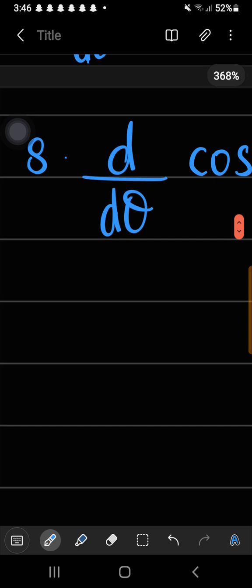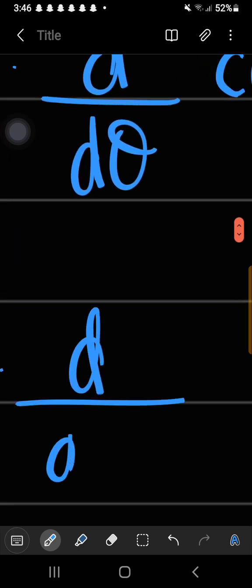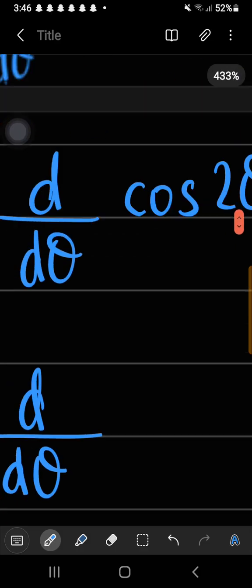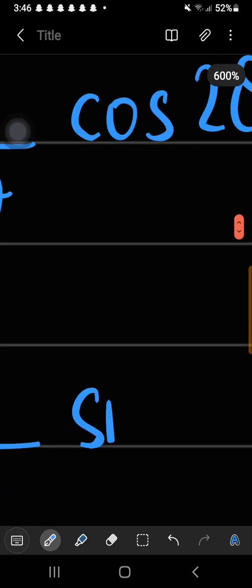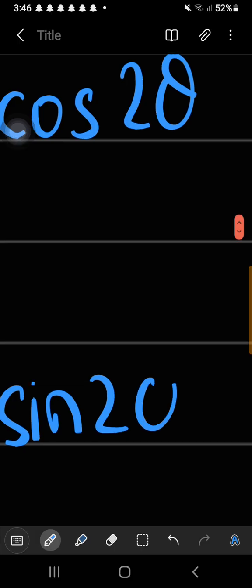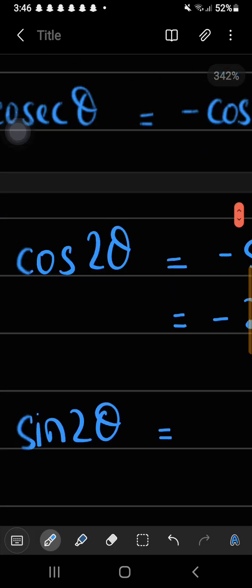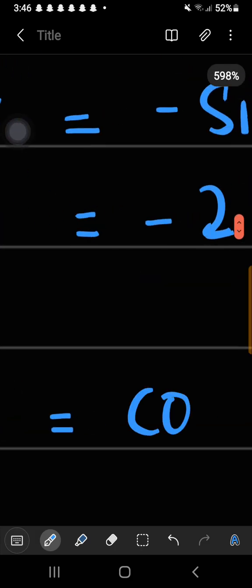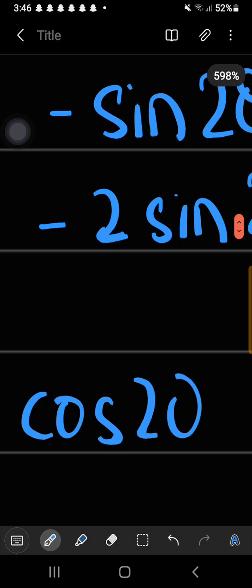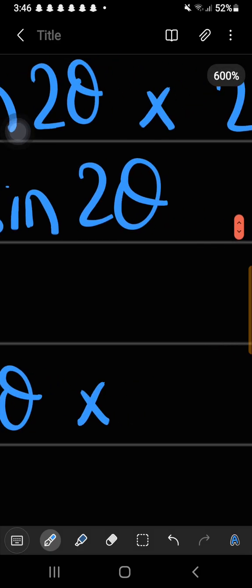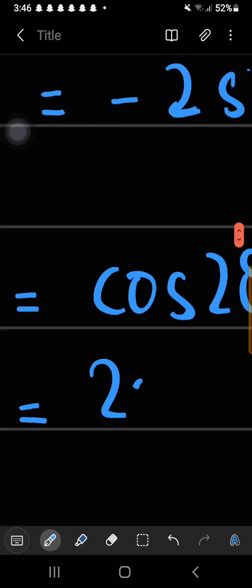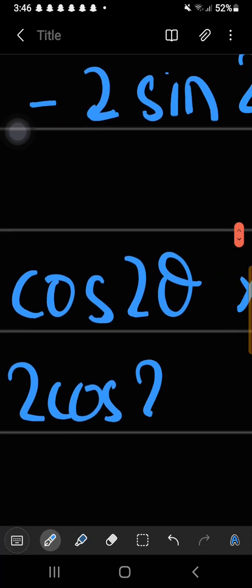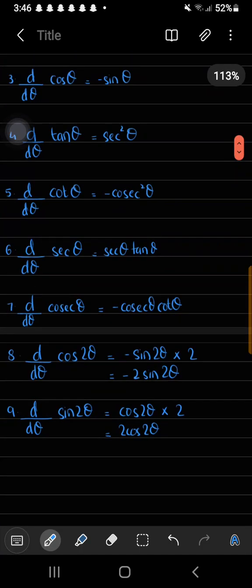And ninth is d over d theta for sine 2 theta will be, sine will become cos 2 theta multiplied by 2, so it becomes 2 cos 2 theta, okay?